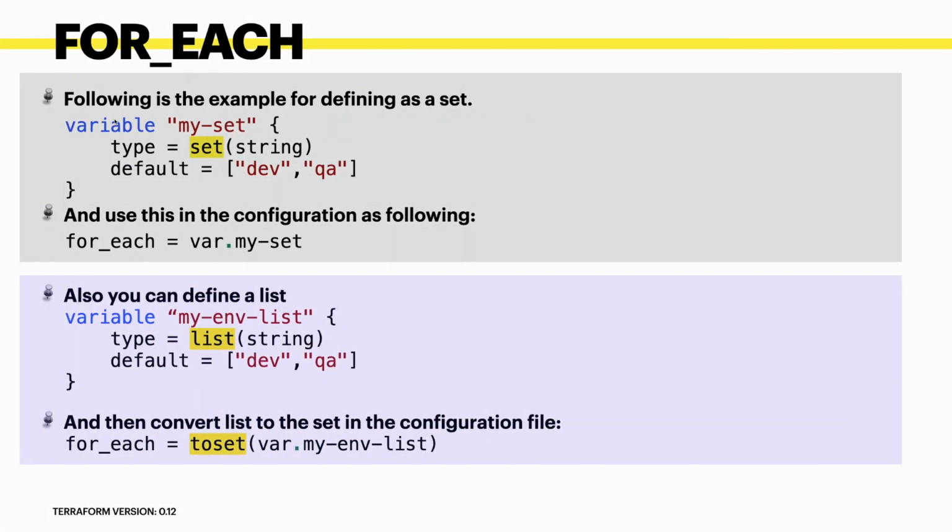In this example, we have created a variable called mySet, which is of the type set, and this variable has been assigned to the for_each metadata. But if you have the values in list format, that can also be used for the for_each metadata. Just convert it to the set format using the function called toSet.